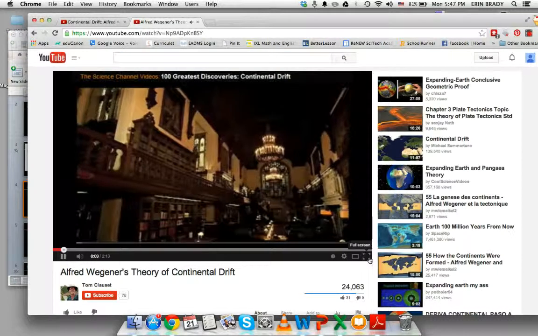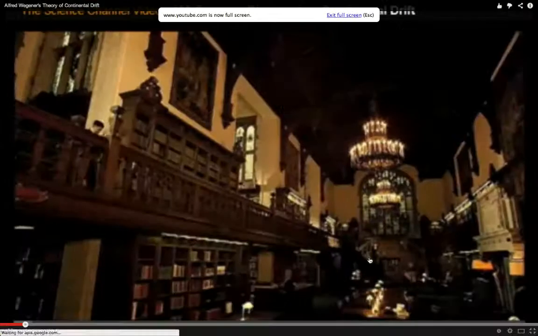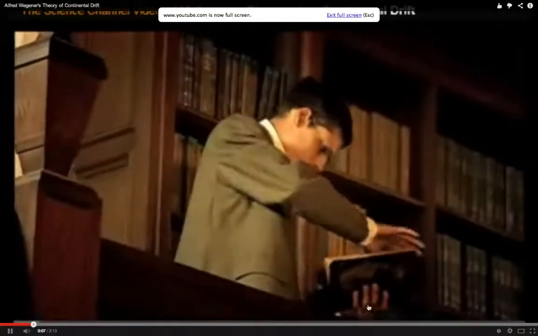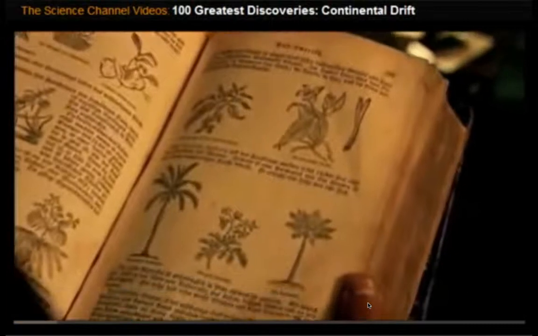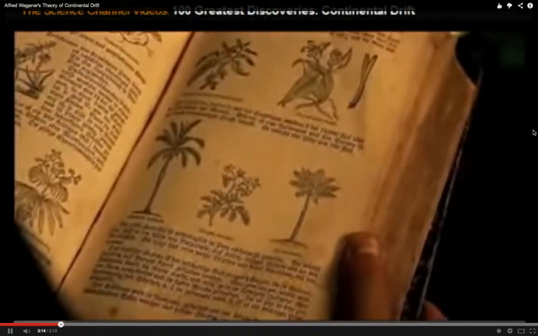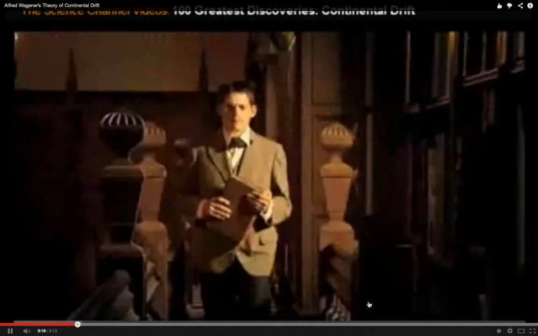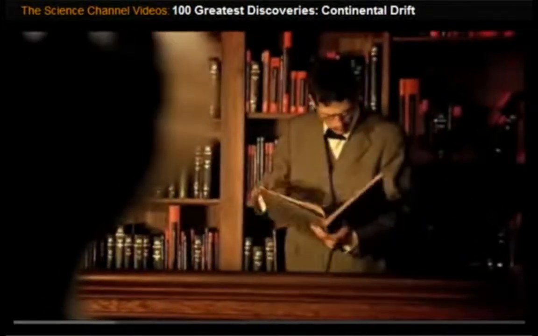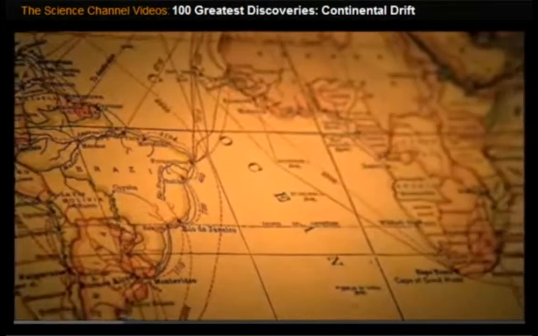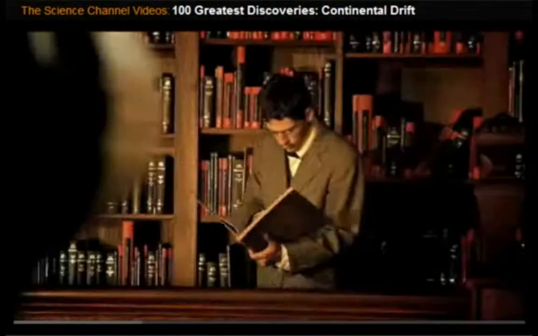Germany, 1911. A meteorologist named Alfred Wegener was browsing through some books when something caught his eye. A list of identical plant and animal fossils that had been found on opposite sides of the Atlantic Ocean. Wegener was intrigued. How could the same species have gotten from one part of the world to another? He examined the eastern coast of South America and the western coast of Africa, and was struck how the shapes of the 2 coastlines might fit together.